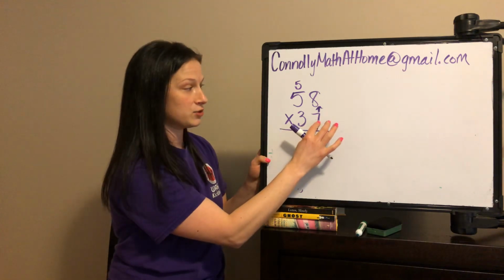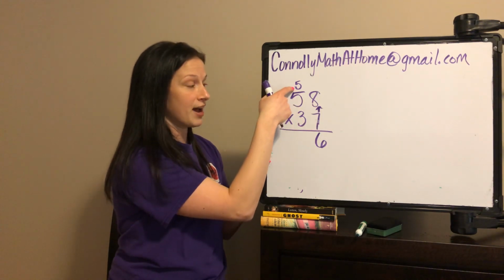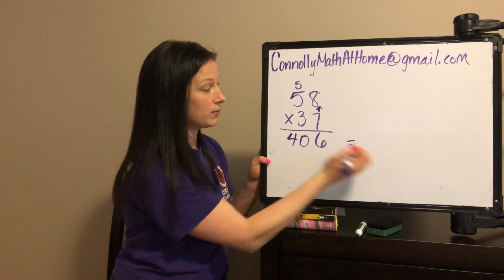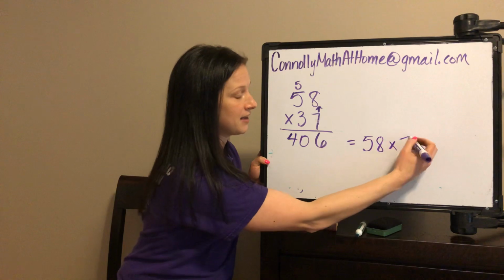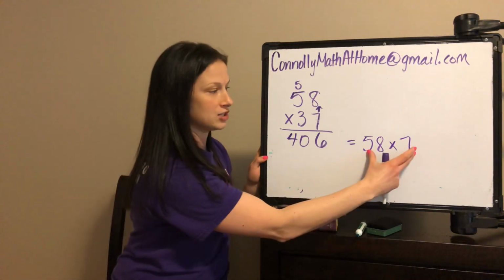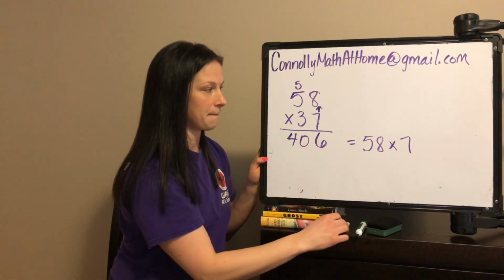Okay, next we're going to do 7 times 5, which is 35. We add the 5 in and we get 40. So when we think about this, 58 times 7 is this step here. Okay, so I'm just going to check: 350 plus 56, 406.